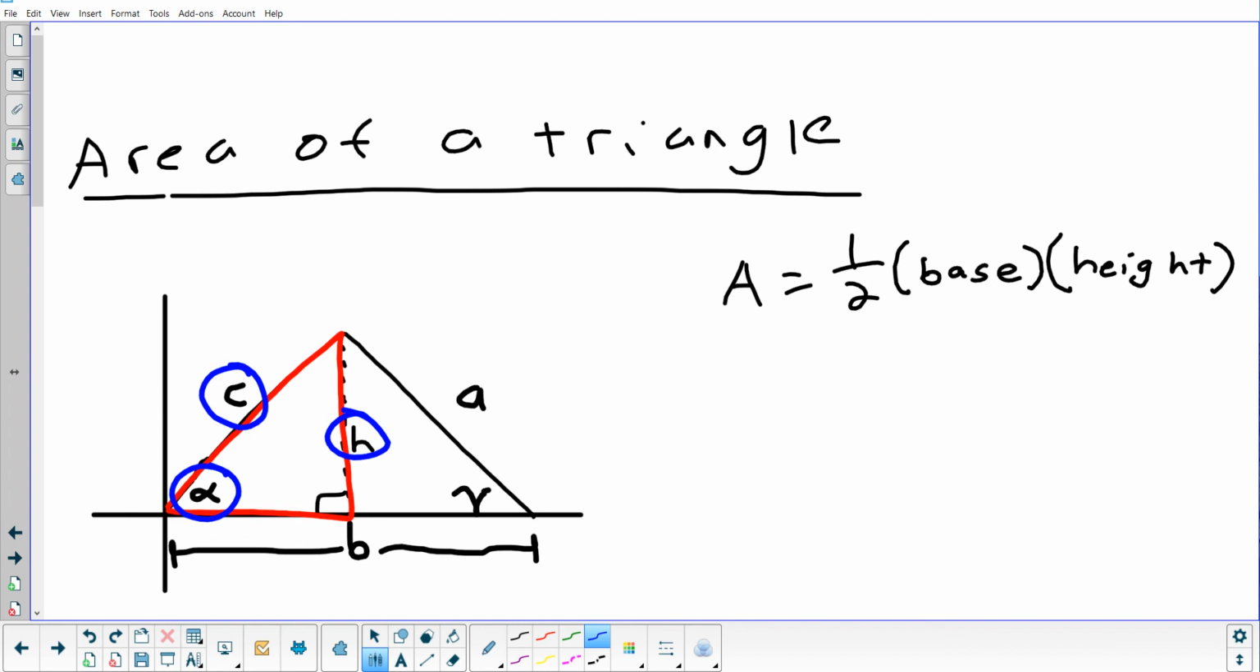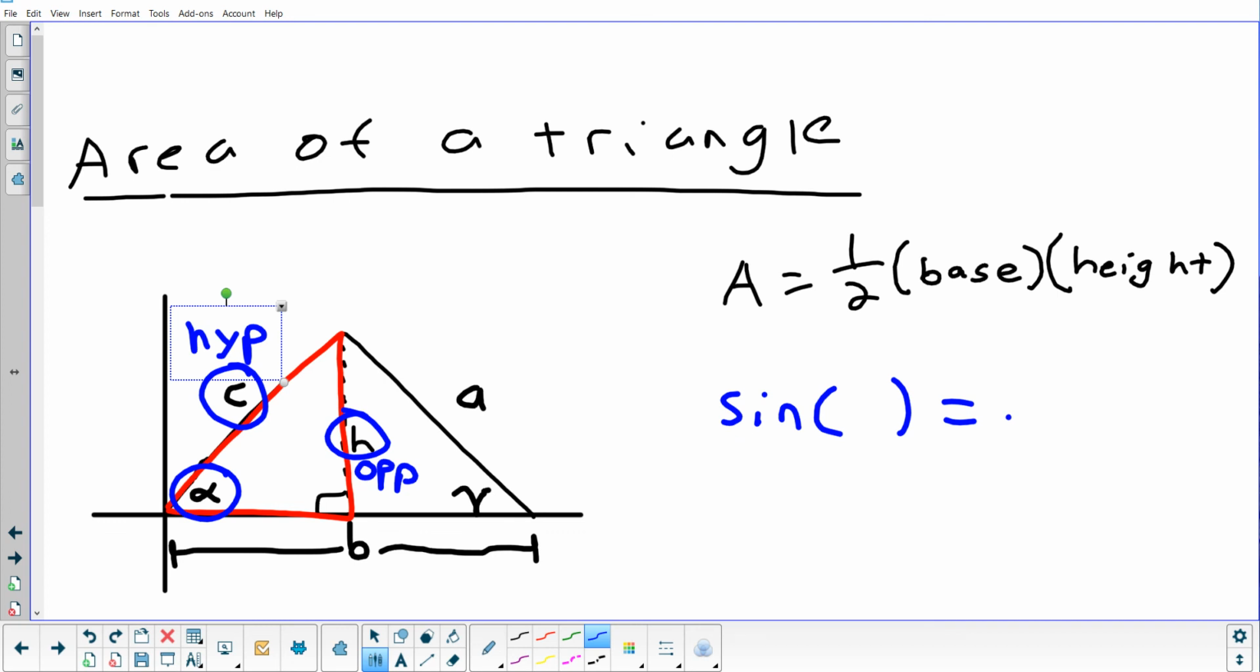What's the name of side H from the perspective of alpha? Chris? What's the name of it? It'd be A. Well, its name is H, but what's its position in the triangle? Opposite. Yeah, that's a better way to say it. And what about side C? What's its position in the triangle? Yep, hypotenuse. It's the hypotenuse. What trig function involves opposite and hypotenuse? Sine. So let's write something down.